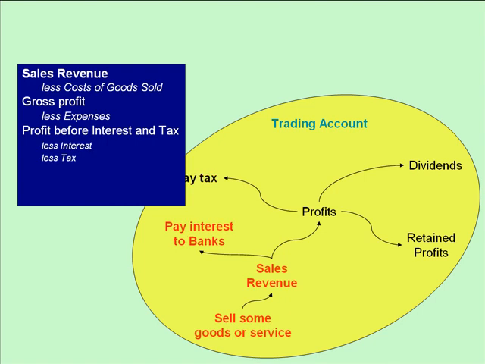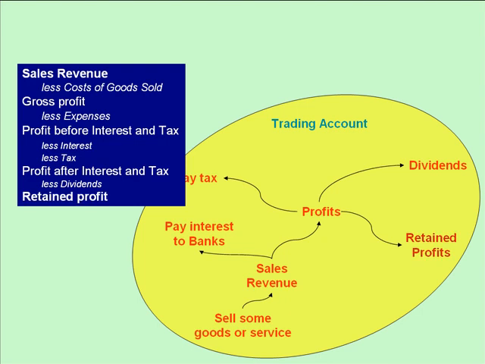And we'll take away the interest and we'll take away the tax, and we've now got a figure for profit after paying interest and tax. And the last thing we need to do is to pay the dividends back to the shareholder, and we end up with retained profits. And it's the retained profits that is carried back into the business as part of the assets of the business.